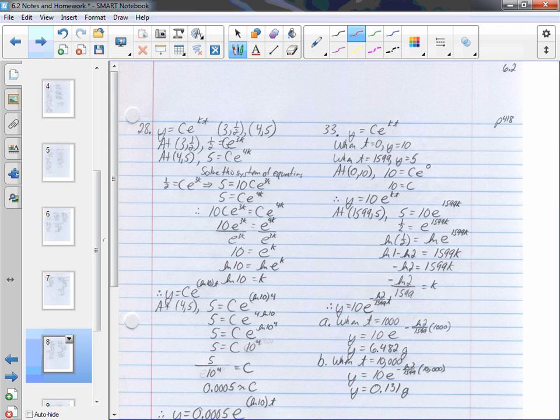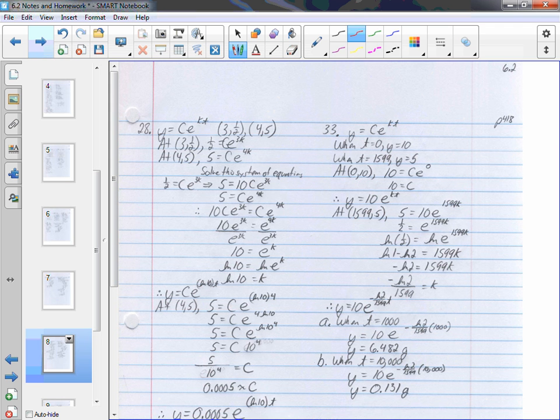But what I now have is a system of two equations with two variables. In theory, I can solve that. So let's see if I can. And there's a lot of different ways to go about solving a system of equations. You've learned a lot of them. So here's what I did.